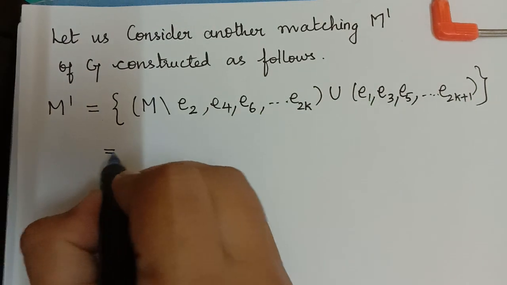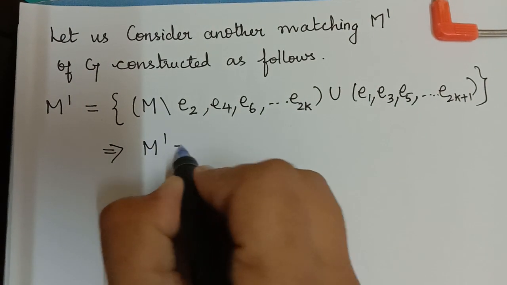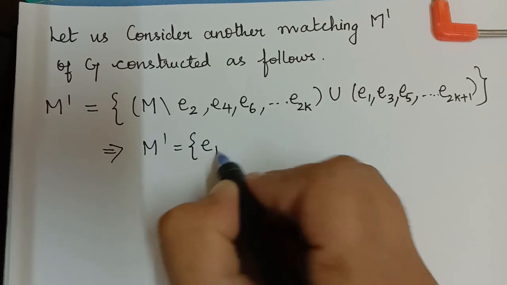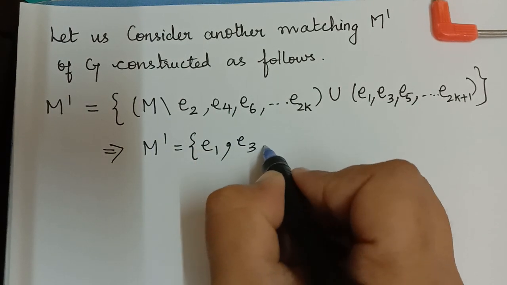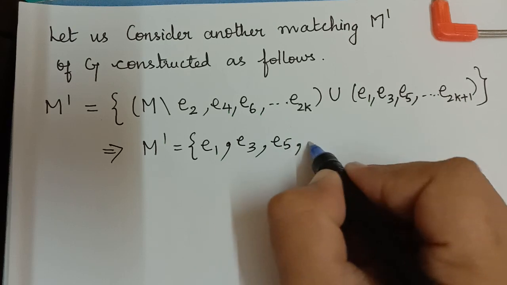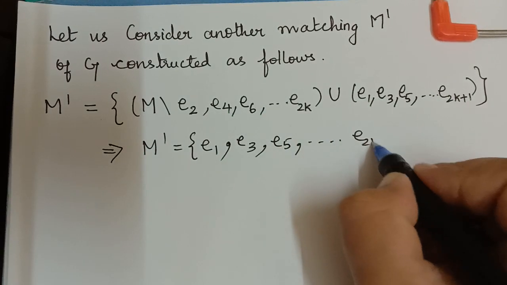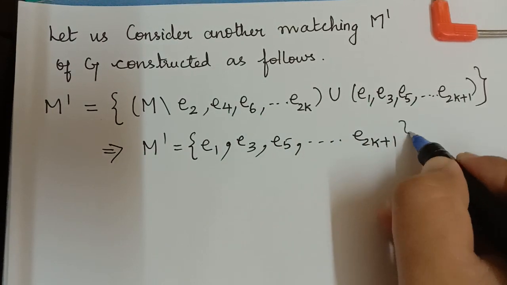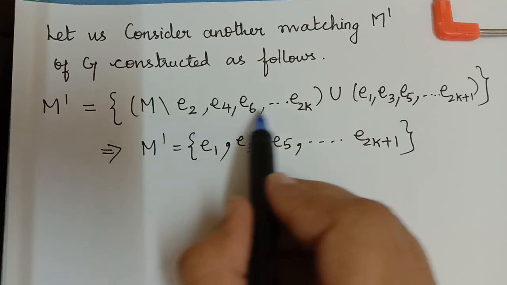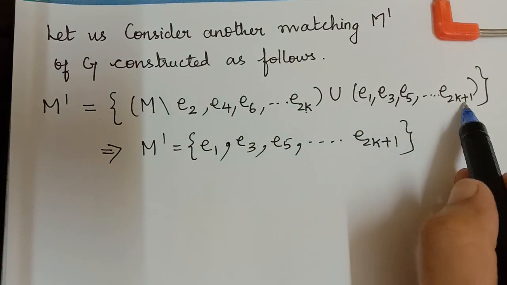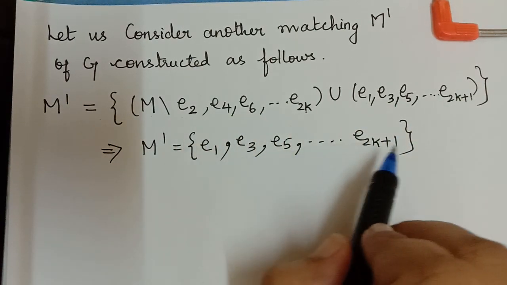So from this we could see that M dash is the set E1, E3, E5, etc. up to E2k plus 1, because E restricted to these edges will be this set only. So therefore M dash is this.